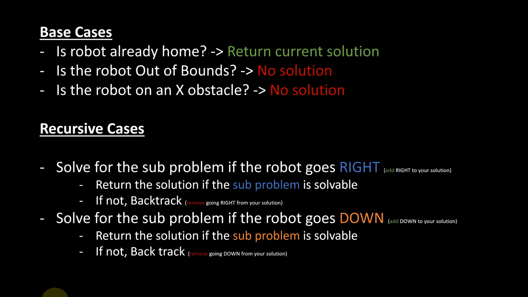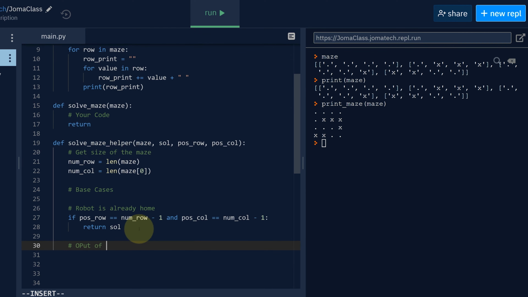Is the robot out of bounds? Okay, and then if it's out of bounds, then I just write no solution, out of bounds.